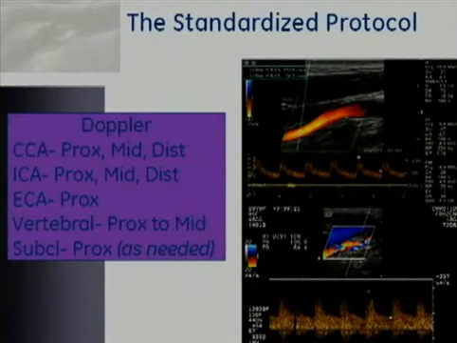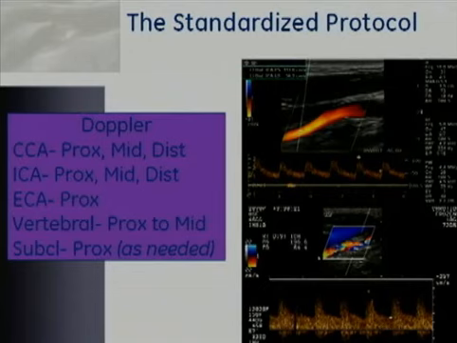Okay. Now, when we talk further about the standardized protocol, let's go into spectral Doppler. We want to make sure that we sample throughout the length of the vessels with our spectral Doppler. And in the common carotid artery, that means that we're sampling from proximal throughout the length. And we're going to take readings or images of Doppler samplings at proximal, mid, and distal CCA. ICA, again, proximal, mid, and distal.